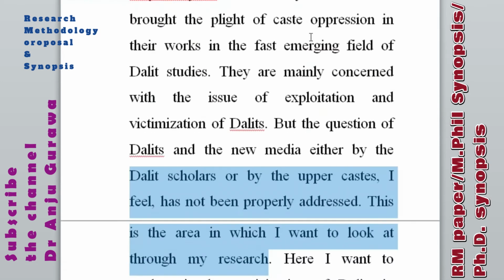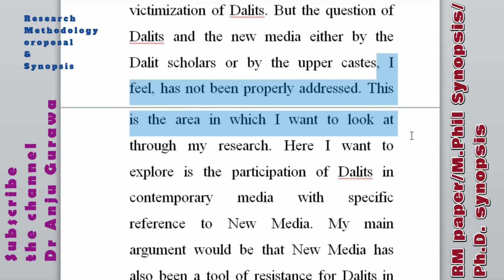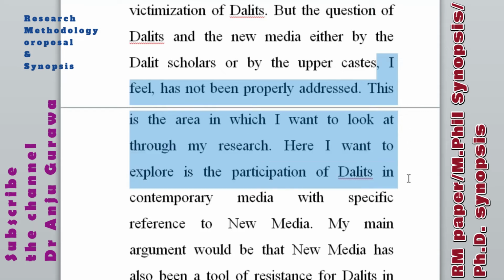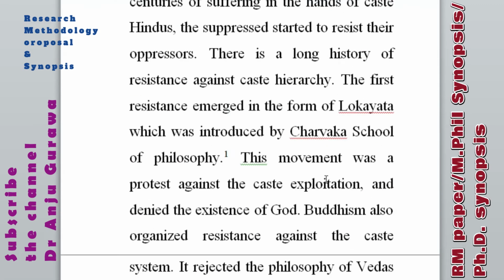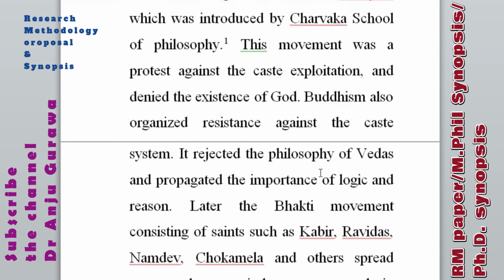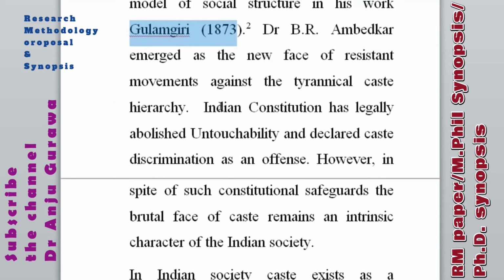Now, अब देखो यहाँ पे रिसर्चर क्या कह रहा है. यहाँ पे रिसर्चर कहता है कि बहुत कुछ लिखा गया है, बहुत कुछ हुआ है, हिस्ट्री ये है, लेकिन फिर भी मुझे लगता है कि इसमें कुछ काम नहीं हुआ है, which I want to focus. Okay, so here you bring out your issue, why you are choosing this topic, why this is so significant for you. So what is that? I feel it has not been properly addressed. Okay, this is the area which I want to look at through my research. Here I want to explore the participation of Dalits in contemporary media.